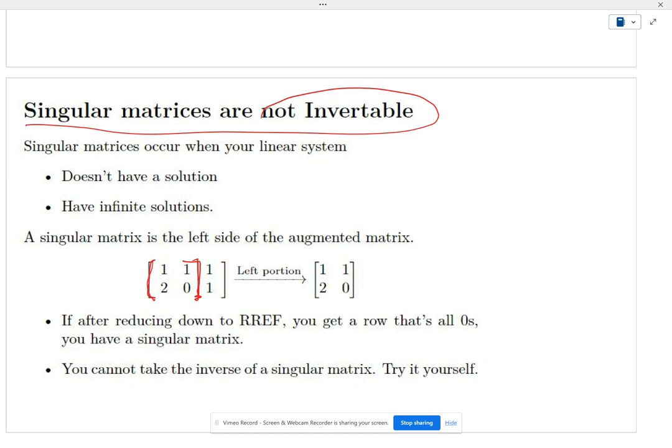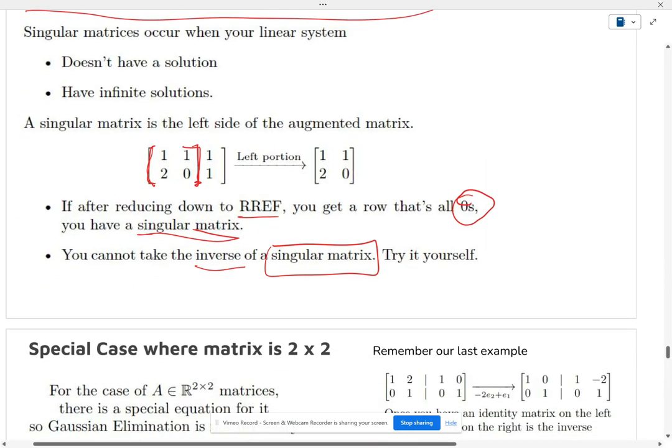Okay? So this portion here, if we reduce it down to the reduced row echelon form, and you get a row that's all zeros, then that's singular. Okay? You cannot take the inverse of a singular matrix. You can try it yourself. You can type it into NumPy. You will see that it will crash, and it just doesn't work.